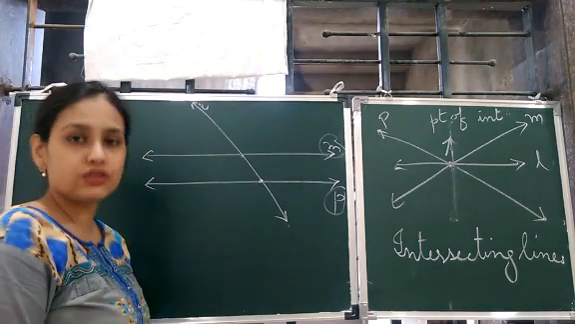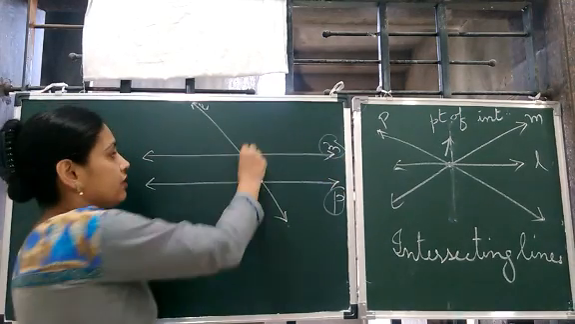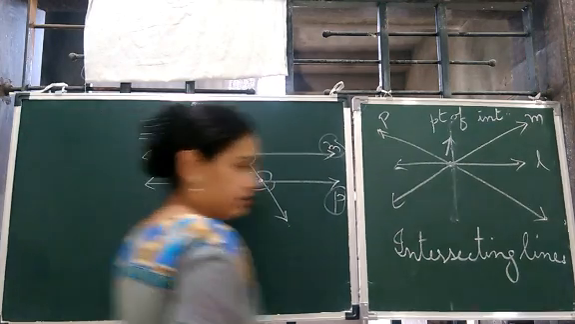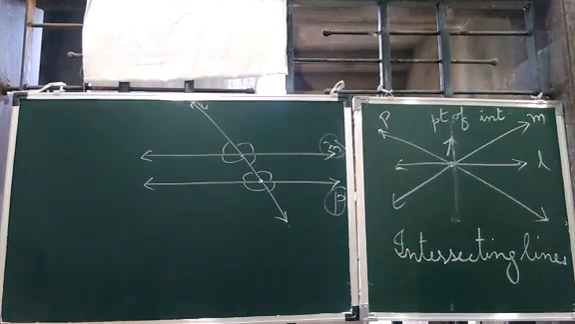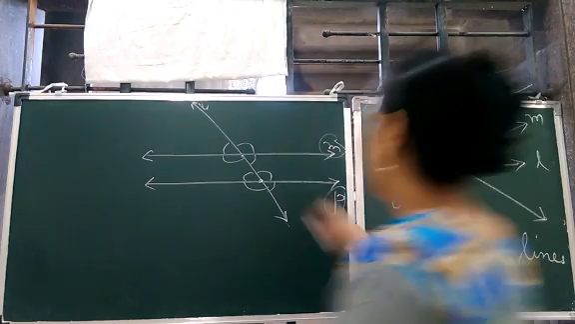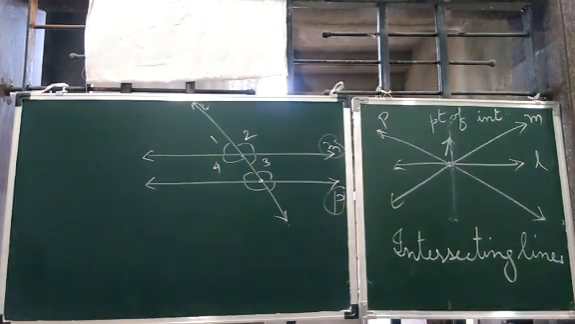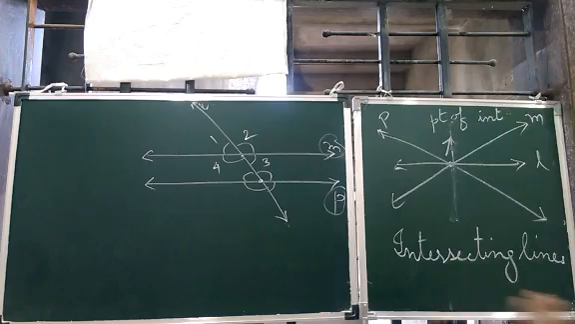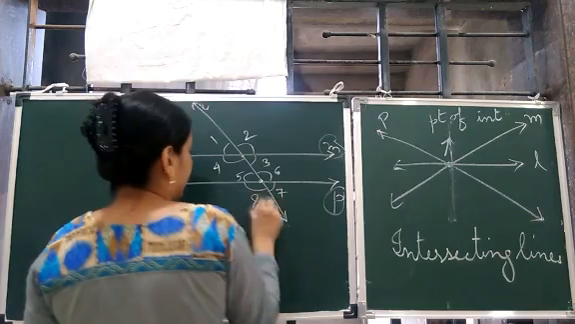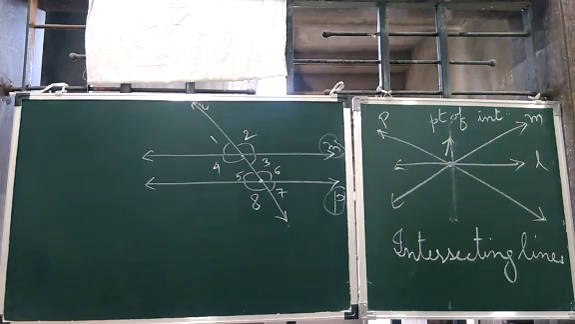Now they form angles also. Since it is intersecting, just like they were forming angles, this is also forming angles. Let's take the angles now. I'll take the same example. 1, 2, 3, 4, and 5, 6, 7, 8. Okay, so we have different types of angles.